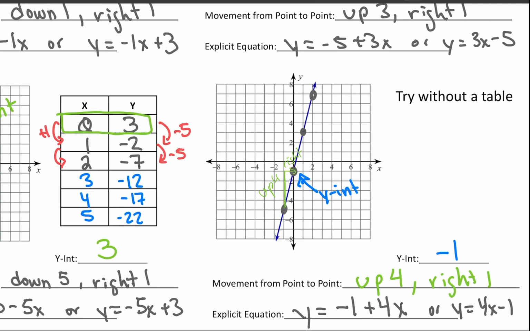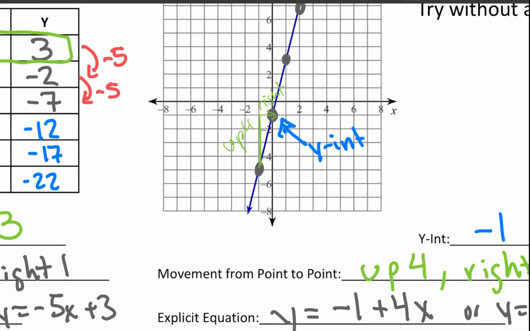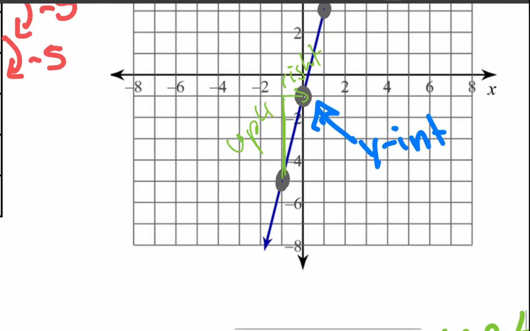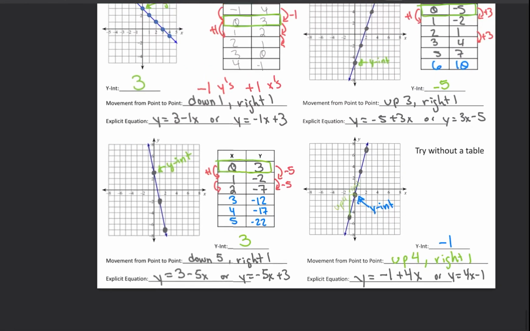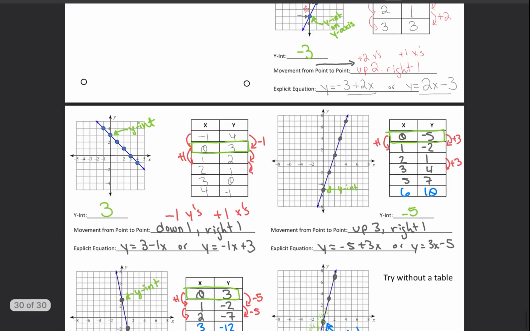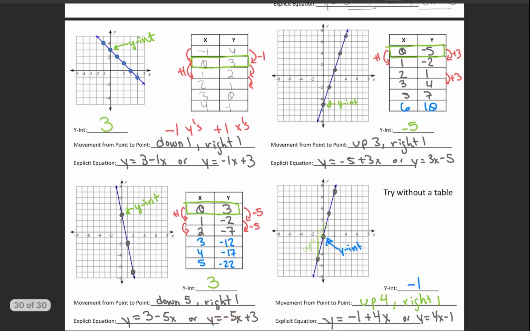Okay, so here are all the points. Our y-intercept happens on the y-axis, which in this case is negative 1. When we move on our graph, we go up 4, right 1. So I wrote that down, up 4, right 1. Now, hopefully you looked, but all of these, we went right 1. But we didn't do anything with that right 1 in our equation, right? We didn't do anything with having that plus 1 for our x's.